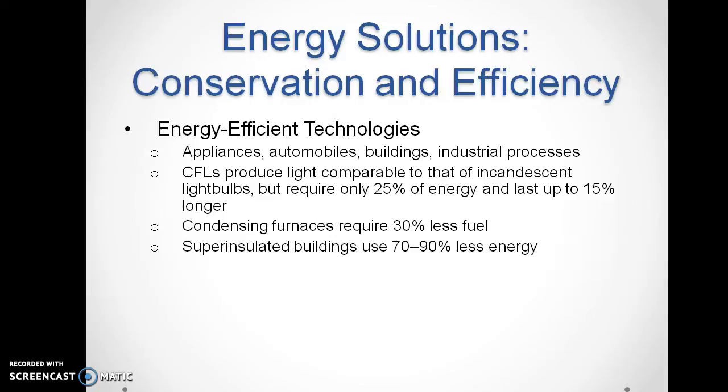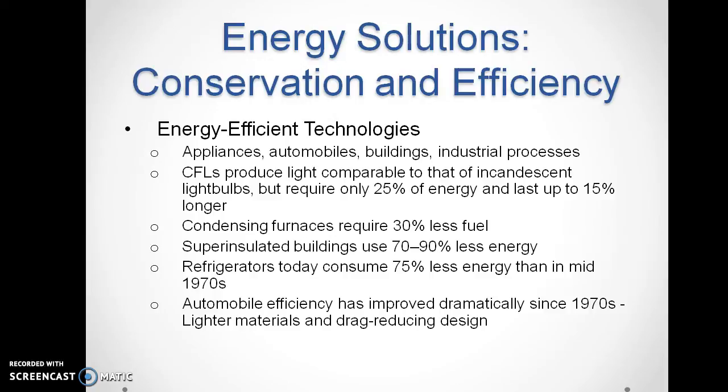We have furnaces that can burn 30% less fuel. We have buildings that use up to 90% less energy. Our refrigerators today use 3/4 less energy than they did in the 70s. Our automobile efficiency has dramatically improved. We have lighter automobiles. They're designed better so they don't have as much drag as they drive, and the engines that they're using don't have to use as much fuel to get just as far.